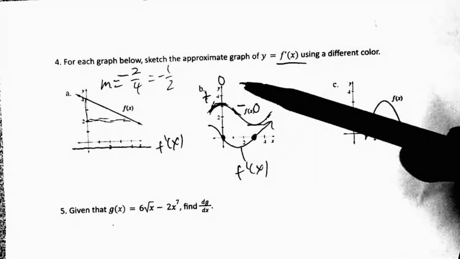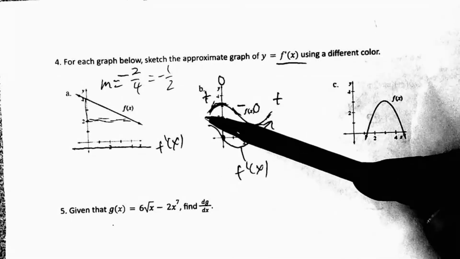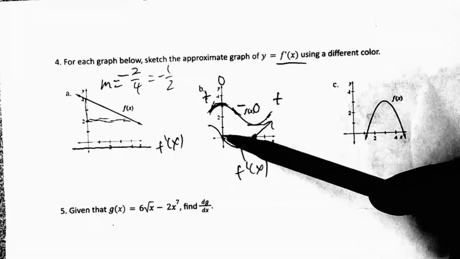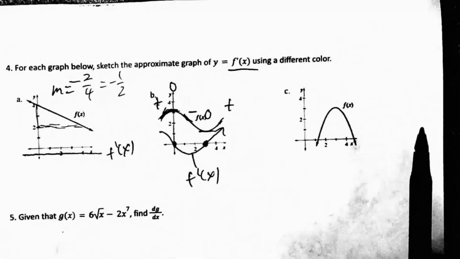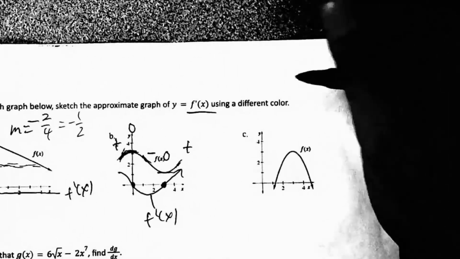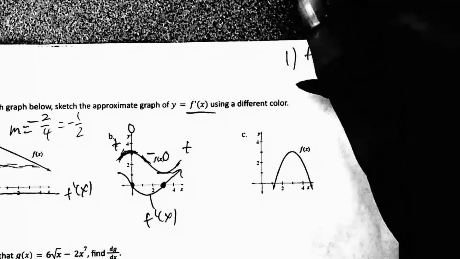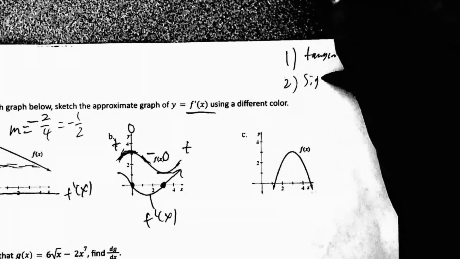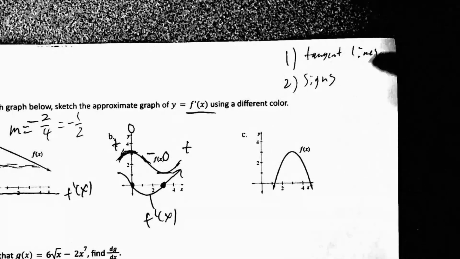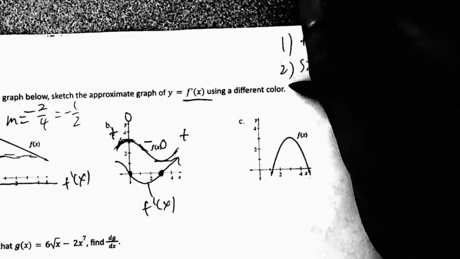So again, look at the tangent lines, mark their signs, and then draw. That's my advice. Okay. So in steps, 1, tangent lines, signs, like plus, minus, or 0, draw.